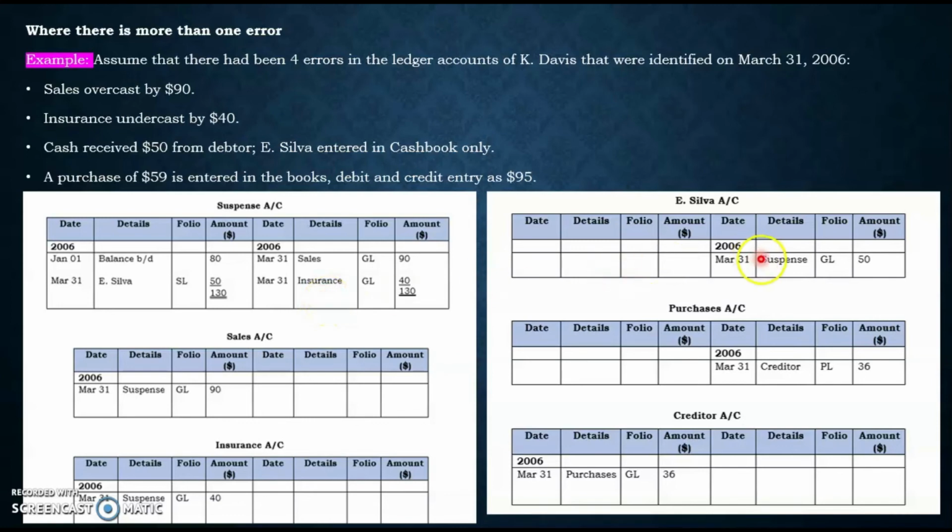Sylvia's account was not entered in. We did not show that. So we credited to show a reduction in Sylvia's balance. And then we debit the suspense account. Adding up both sides of the suspense account results in it being balanced. So we double underline and we're through. And then as we mentioned, the last one was transposition. So two accounts are affected, and that's the purchases being credited and the creditor's account being debited.